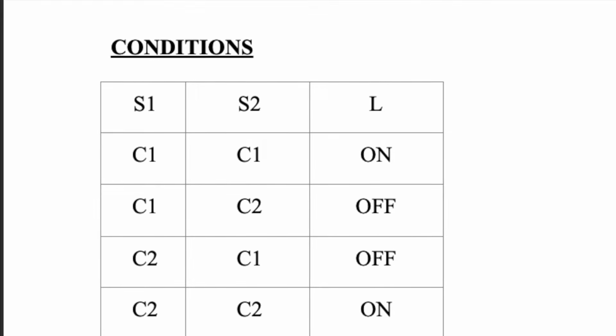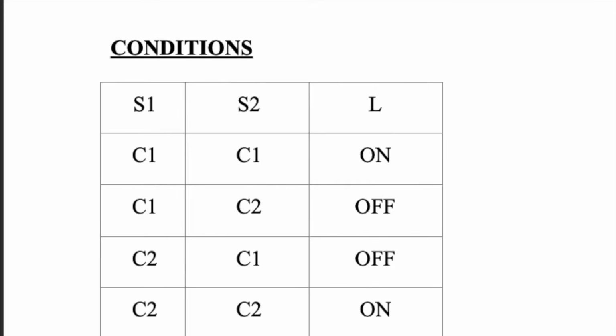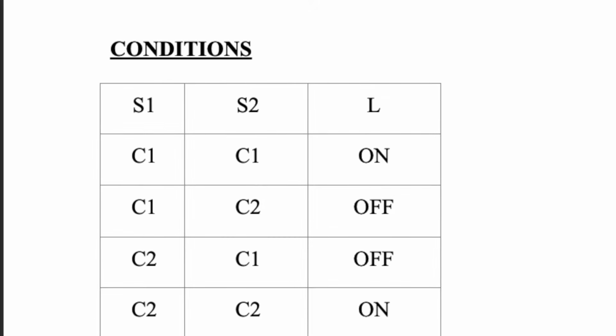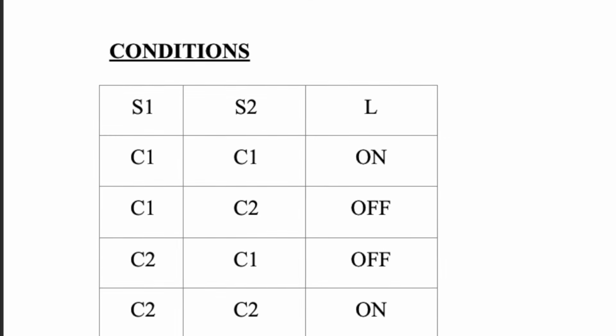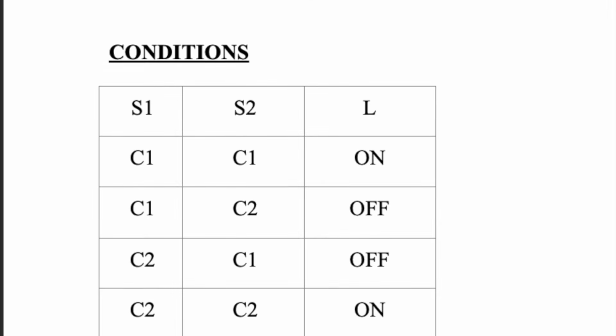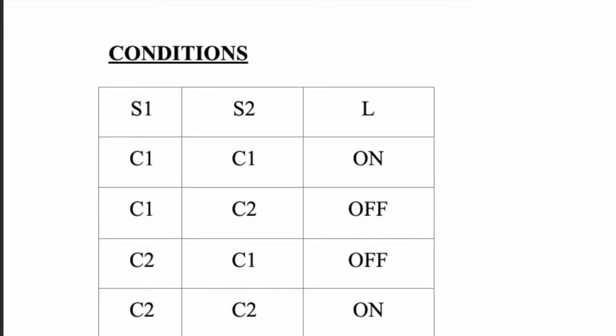Our logic for the bulb to glow is S1 should be in position C1 and S2 should also be in position C1. The next condition to keep the lamp glowing is condition 4, that is S1 should be in position C2 and S2 should also be in position C2. So these are the two conditions to turn on the lamp.